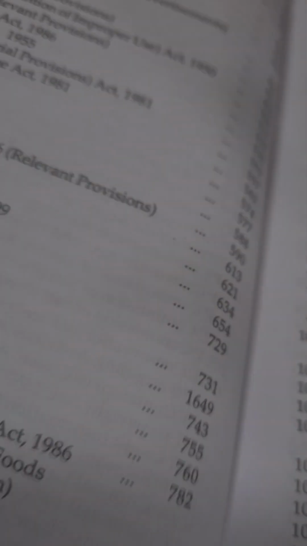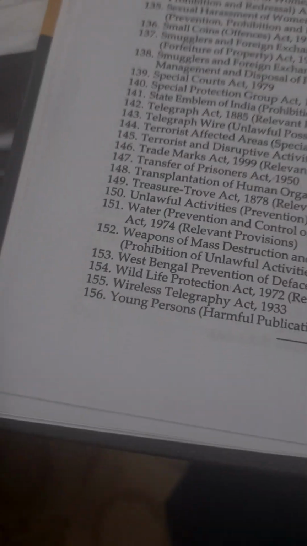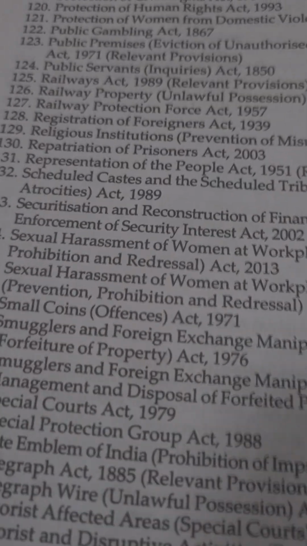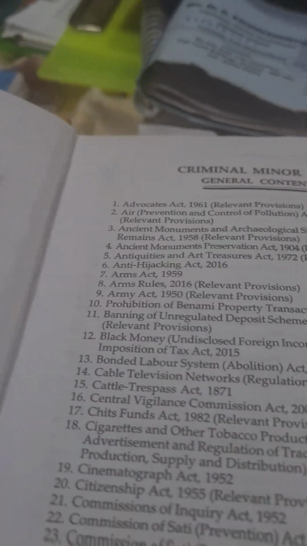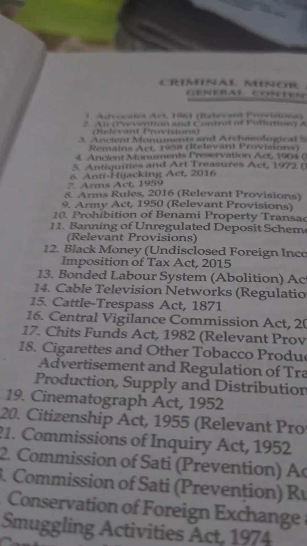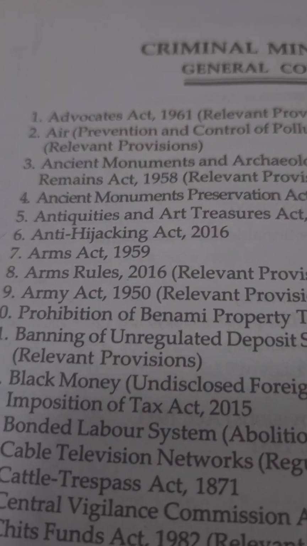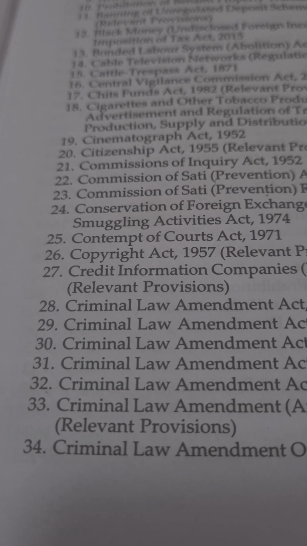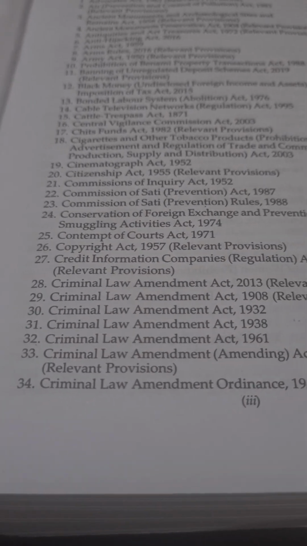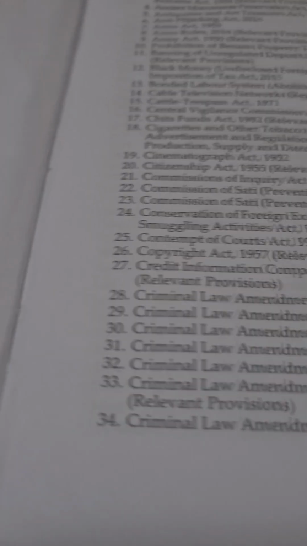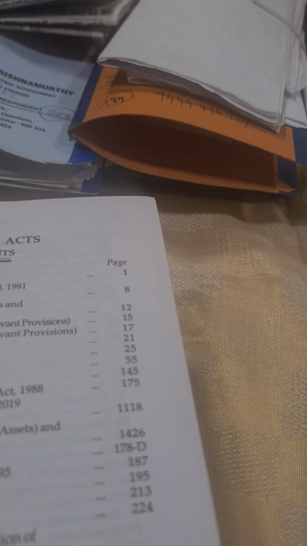It is the 2022 edition. It contains nearly 156 acts. This will help you to write examinations such as the All India Bar Examination. It commences from the Advocates Act. So many acts are there. You can also specifically understand the acts related to criminal amendments.